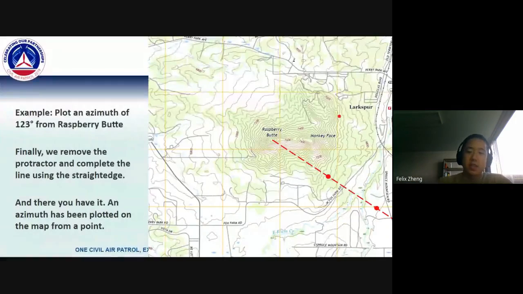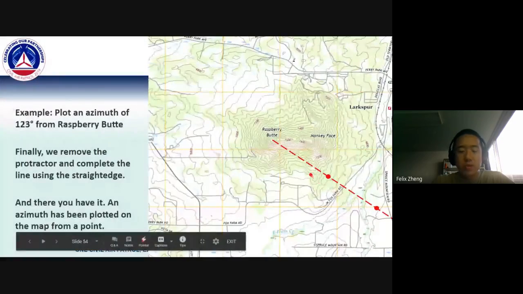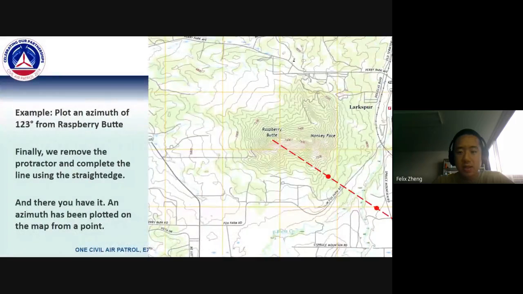Then you take the protractor away, use your straight edge, and draw a line from Raspberry Butte through one or both of the points that you marked, and they should all line up. So question on, should we leave the time channel reference blank? Yeah, just leave it blank if you're overflowing to the next line.